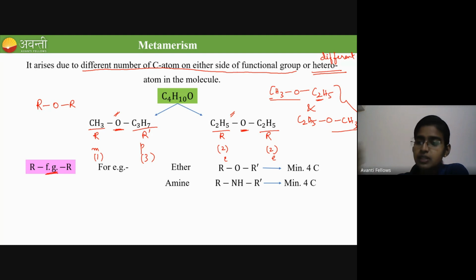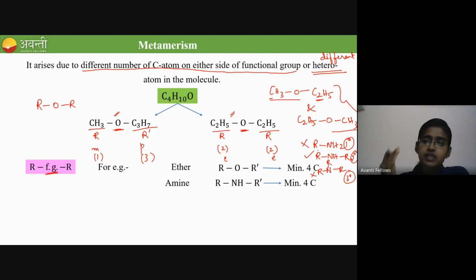We have primary amine, secondary amine, and tertiary amine. Among these 3 amines, only secondary amine will show metamerism. What is the formula for primary amine? RNH2 is primary amine, RNHR is secondary amine, and R3N is tertiary amine. In primary and tertiary, you cannot observe metamerism. Only in secondary amine can you observe metamerism, because that is the symmetrical system.